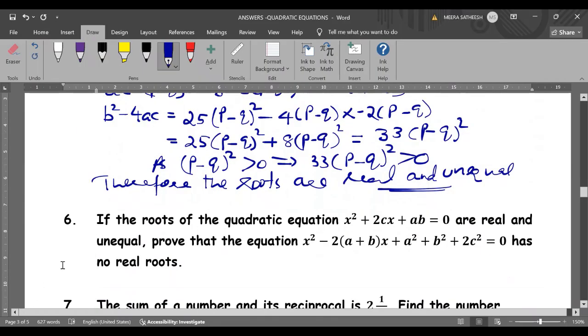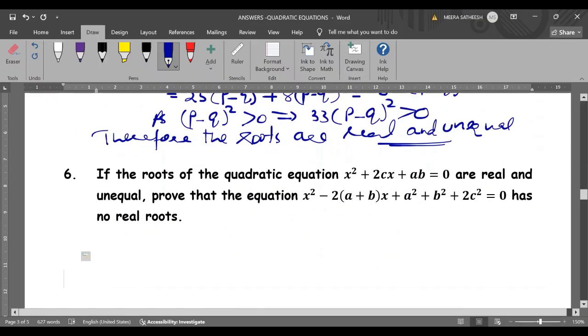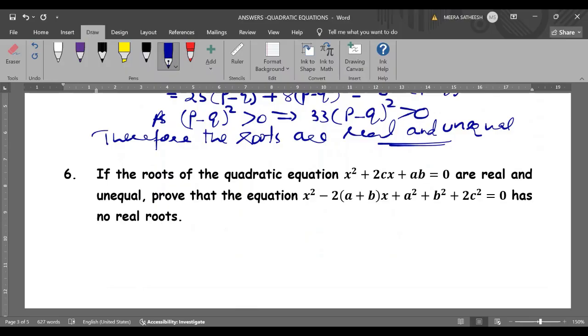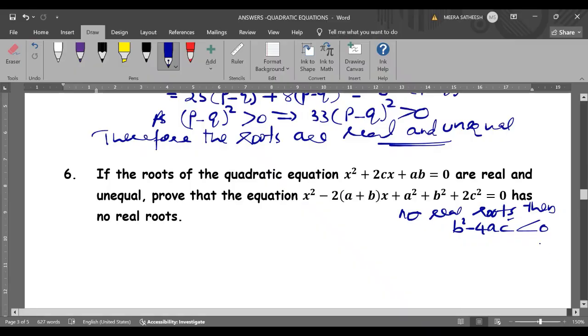If the roots of the quadratic equation x square plus 2cx plus ab equal to 0 are real and unequal, prove that the equation, another equation given, has no real root. So no real root means what is the condition? No real roots, then b square minus 4ac less than 0. So we have to prove that the discriminant is less than 0 here.